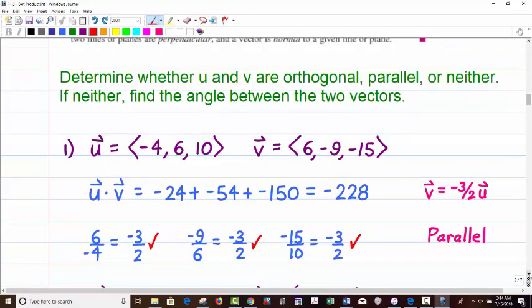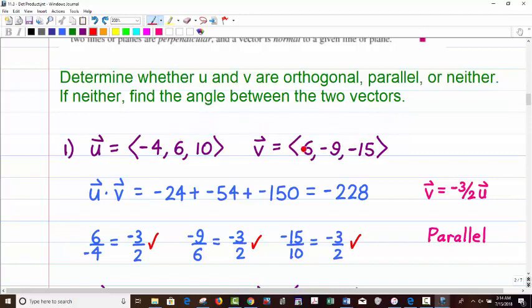And this is the way I did this in the other video, is just take a ratio. It doesn't matter which one you put on top or which one you put on bottom. You've got to do it the same way every time. So if I'm putting v over u, I have to do v over u for all three numbers. So I chose that route.